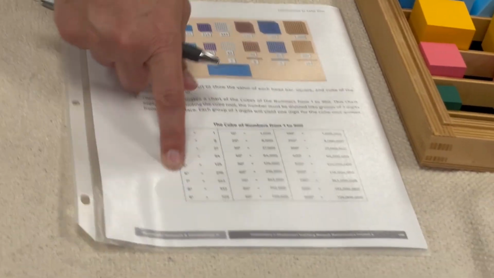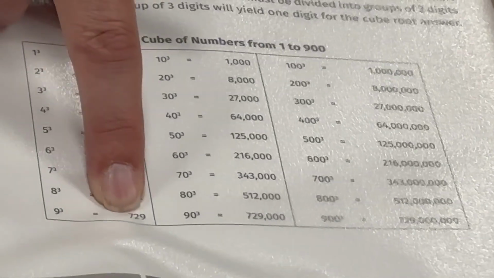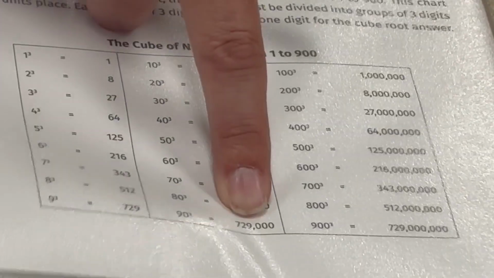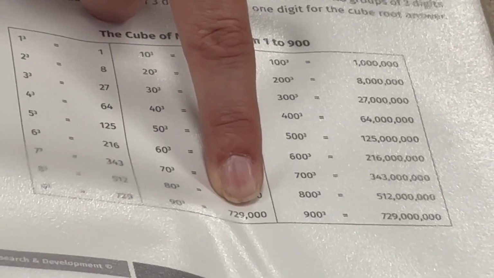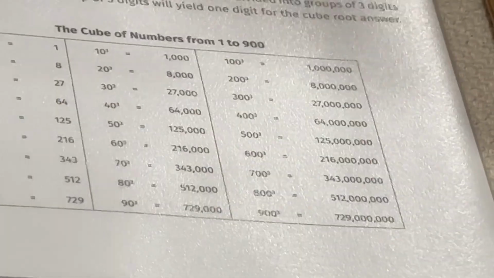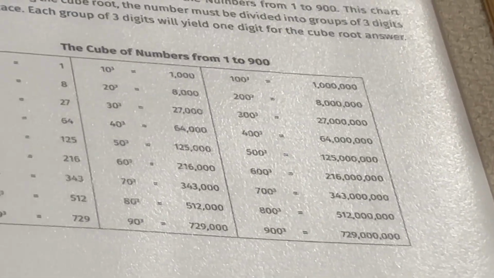So we can look here and we can see that if we go from 1 cubed to 9 cubed, it goes up to 3 digits, right? Then we get to 10 cubed. Now it's a 4-digit number, up to 729,000. And then 100 cubed is a million, up to less than a billion would be hundreds cubed.